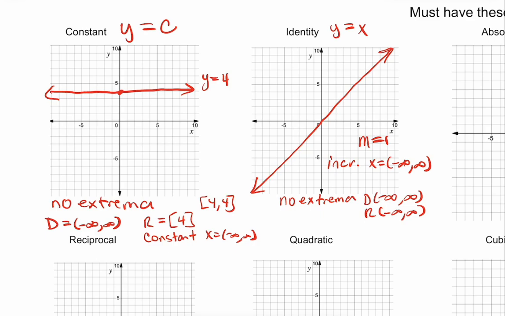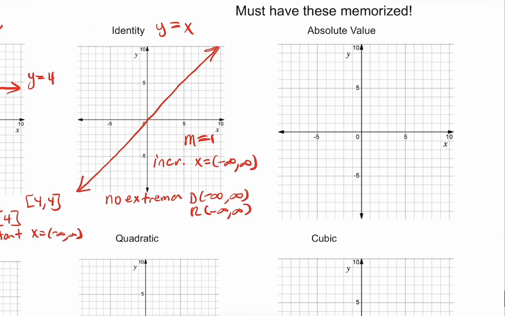In any linear function, just look at the slope. If the slope is positive, it's an increasing function. If the slope is negative, it's a decreasing function. That's one great thing about slope. And if the slope is 0, it's a constant function. If the slope is undefined, it's not a function.